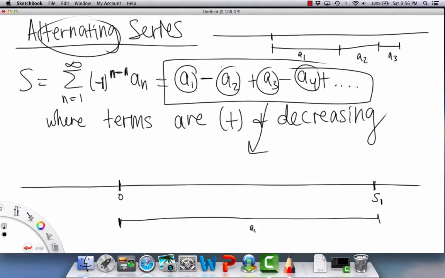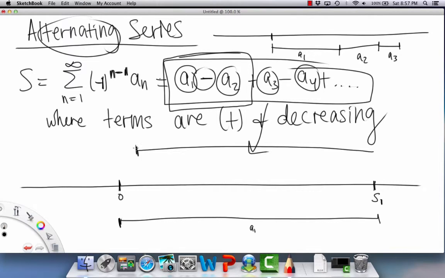And then when we do S sub 2, the second partial sum, we're going to take A1 minus A2. And as we know, A2 in magnitude has to be smaller than A1. But this negative sign means it's going in the opposite direction. So A2 is going to go from here to somewhere shorter than A1. So this is our minus A2. That brings us back almost to the start. Or it could end anywhere, it just can't go past 0. So here's our S sub 2.